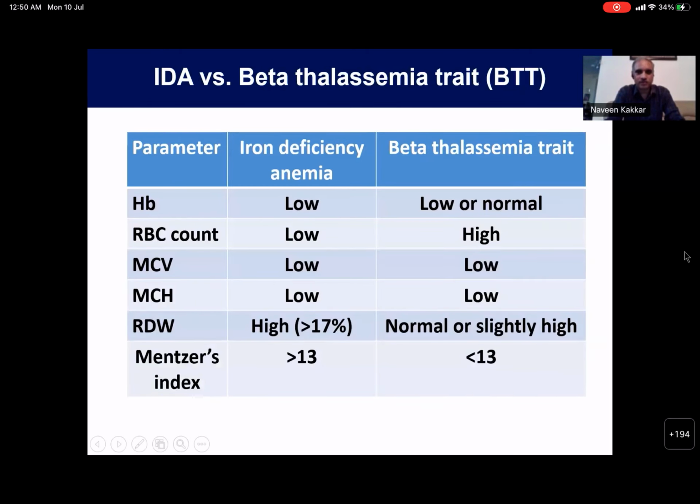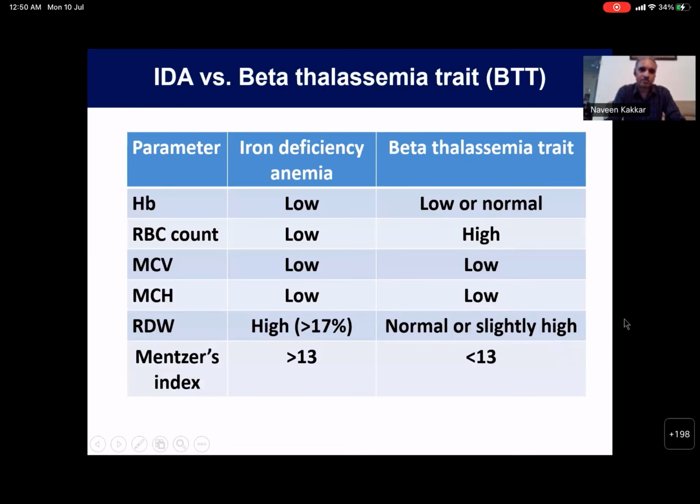Just a table. I'll just leave it for a few seconds for you to read. It helps you to distinguish iron deficiency from beta thalassemia carrier state. So both have low hemoglobin, but like we just saw, you could have a normal hemoglobin in beta thal carrier. The RBC response is much higher in beta thal trait because of the compensatory marrow response. MCV is low in both, MCH low in both, but RDW is high in iron deficiency. It's normal or slightly high in a patient with beta thal trait.